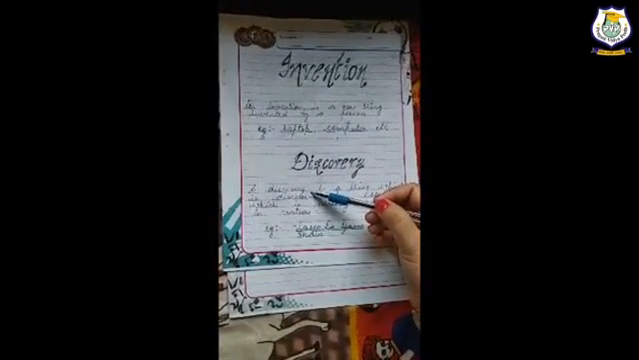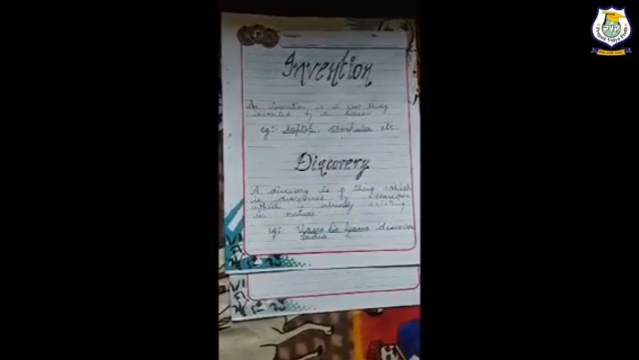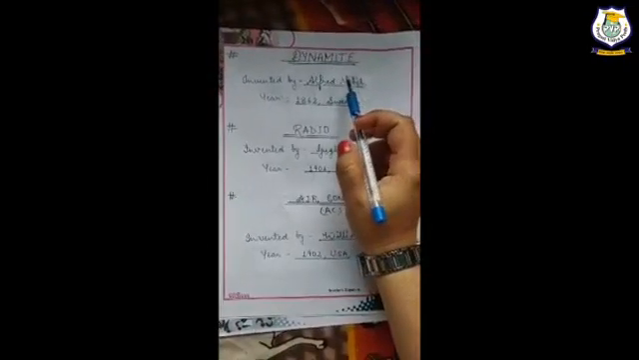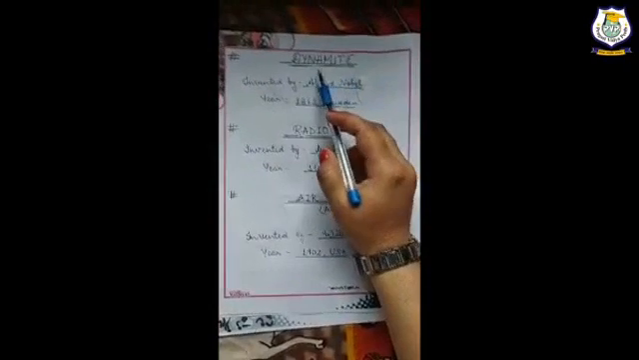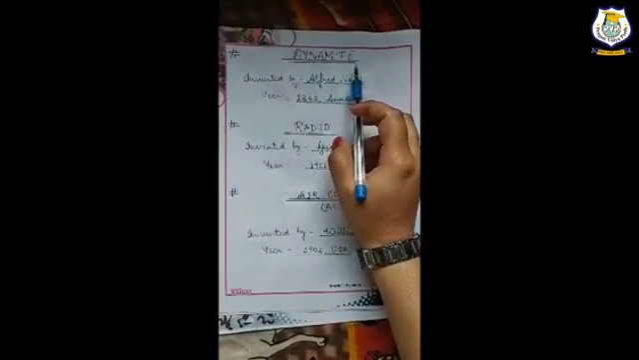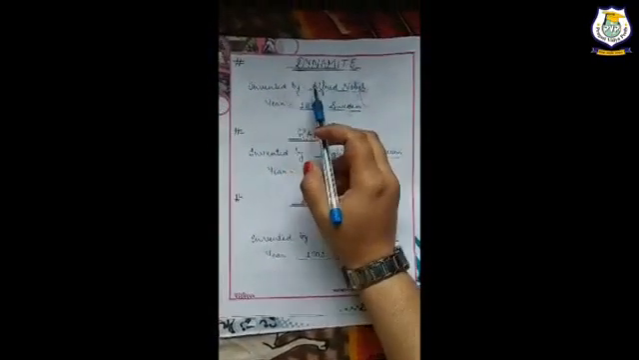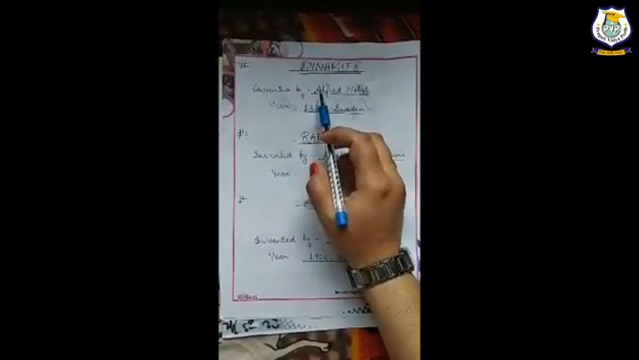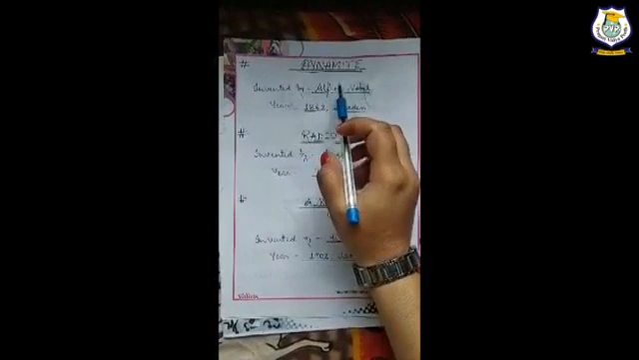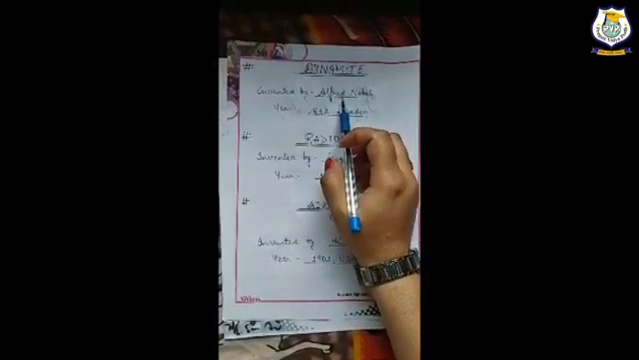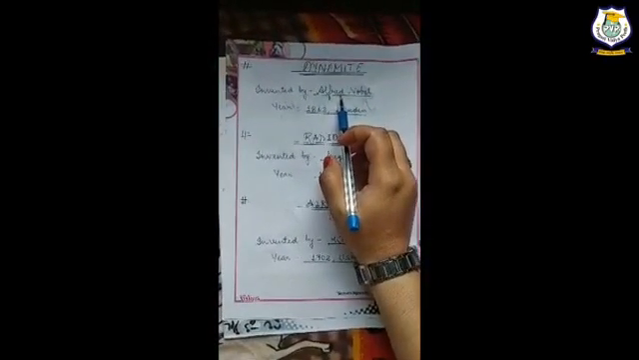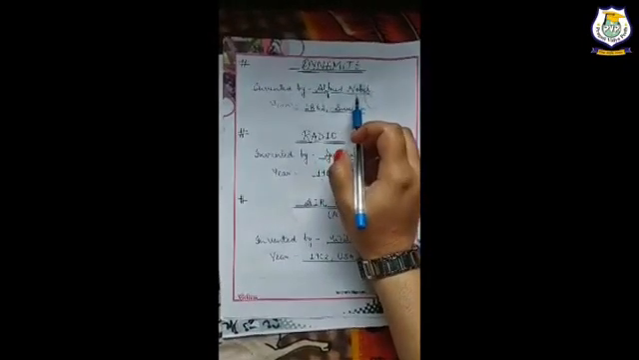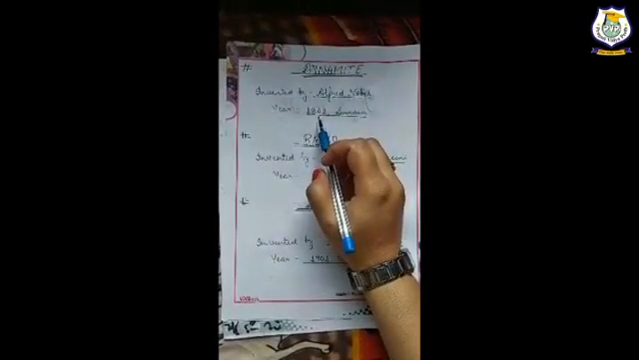Now we move to some examples. Our first invention which we are going to study is dynamite. Students, dynamite is an explosive used in construction, mostly to break the mountains and big rocks. It is invented by Alfred Nobel in 1862.